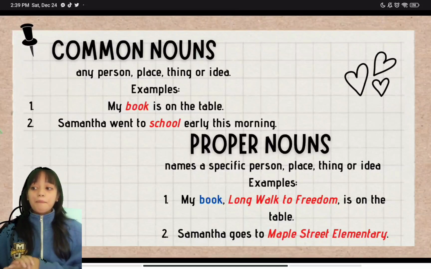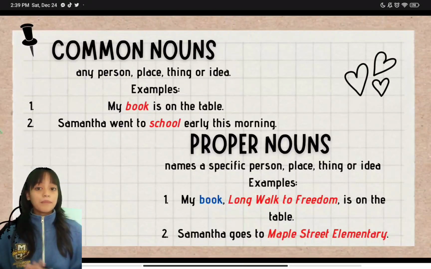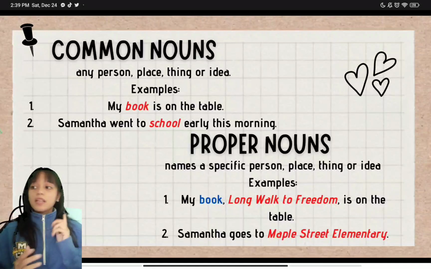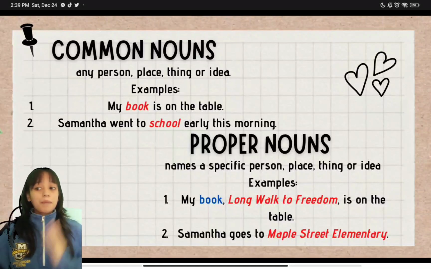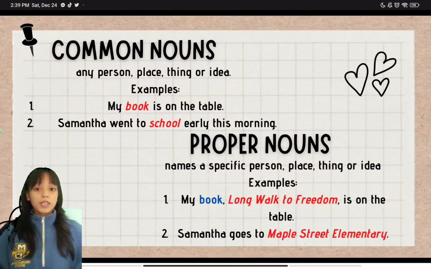So another example is that Samantha goes to Maple Street Elementary. So the proper noun here is Maple Street Elementary, because where did Samantha go? She went to a school, right? But what school? Can you specify the school? Yes, it's Maple Street Elementary School. So that is the proper noun because it is specified.